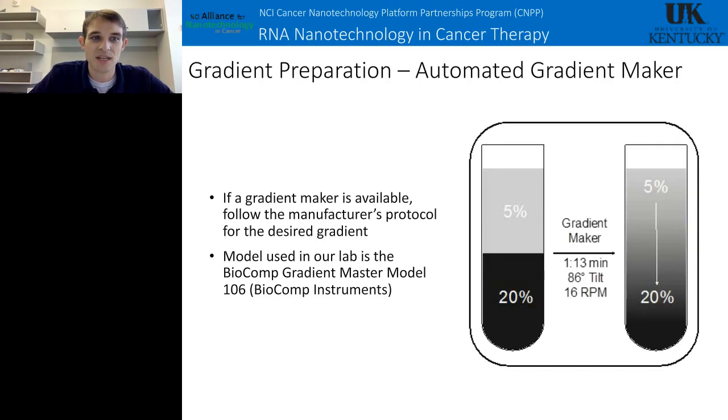But it will always be your least dense to your most dense. So for example, if you're making again the 5 to 30% gradient, you would load in your 5% first, followed by 30% sucrose, 2.4 milliliters of each, and then follow the protocol of the manufacturer.